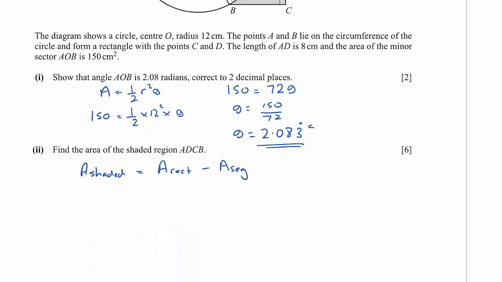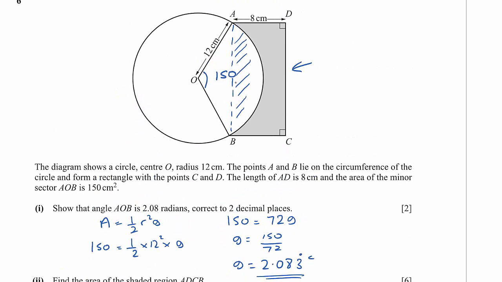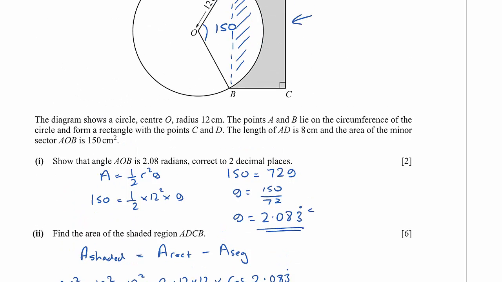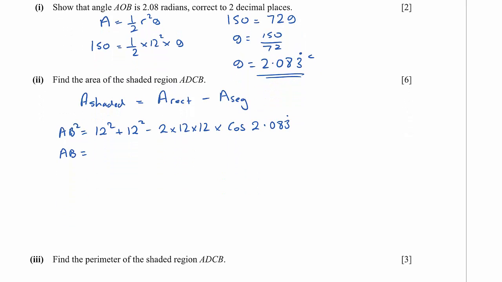Okay, so let's use the cosine rule. AB squared, so that's this length down here, is going to be 12 squared plus 12 squared minus 2 multiplied by 12 multiplied by 12 multiplied by the cosine of 2.083 recurring radians. So that's just using the cosine rule there. So we can work out AB on that basis.